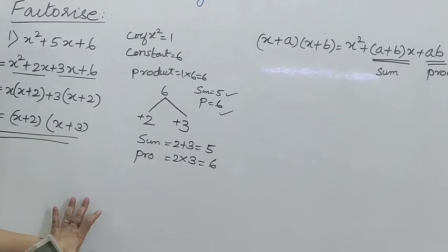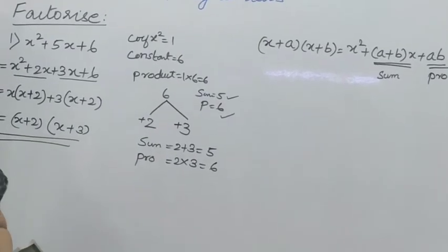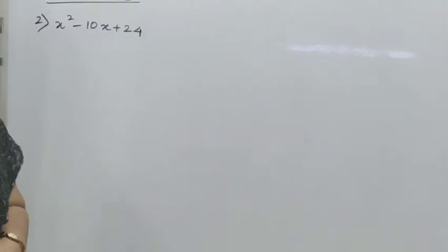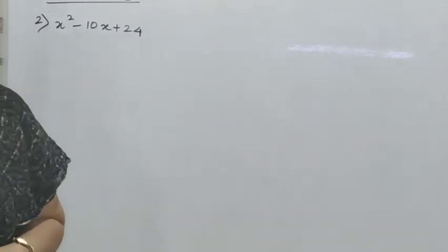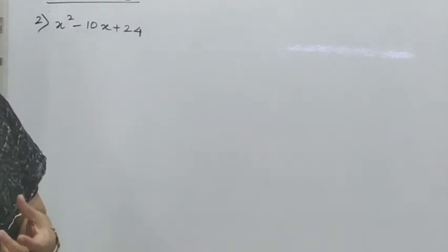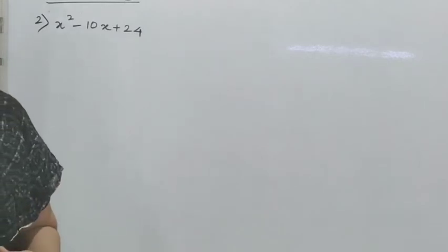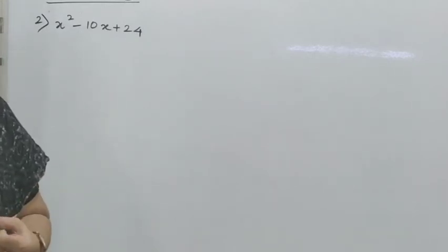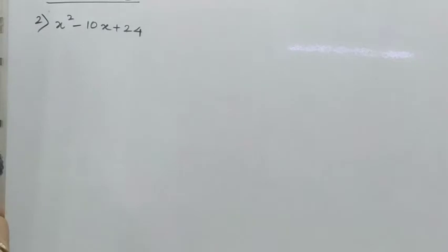This is the first example. We can do more examples, then you can understand more. Now I can go for the second example. You got the idea of how to do the factorization of a quadratic polynomial by the method of splitting the middle term.